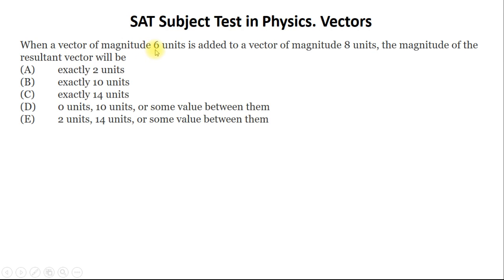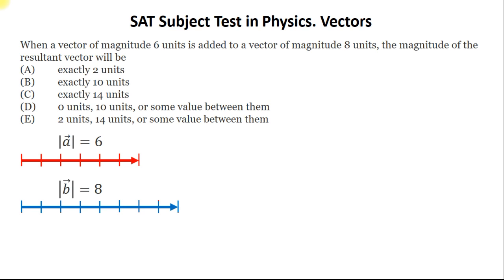When a vector of magnitude 6 units is added to a vector of magnitude 8 units, the magnitude of the resultant vector will be. Well, the first vector has magnitude of 6 units. We call it vector A. And the second vector has magnitude of 8 units. We call it vector B. So let's find the right choice.